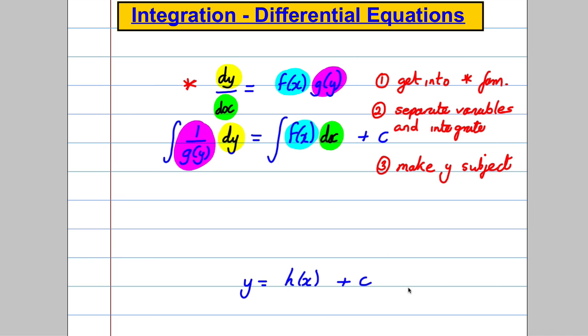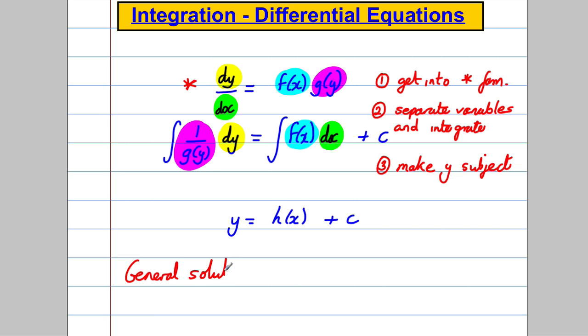Now, it's important that you realise in this form here, when you get an answer like this, this is called the general solution. And the reason it's a general solution is that c can be infinitely many answers. C is any constant. When you differentiate it, it will disappear. So it's because you've got c not defined. So a general solution is where c is any constant.